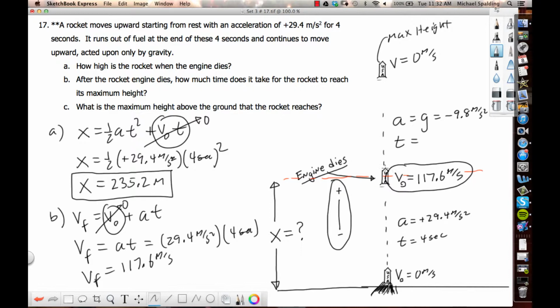So now the rocket goes slower, slower, slower, slower, because now the acceleration is negative. Gravity is pushing the rocket down. So let's solve it. We're looking for time.